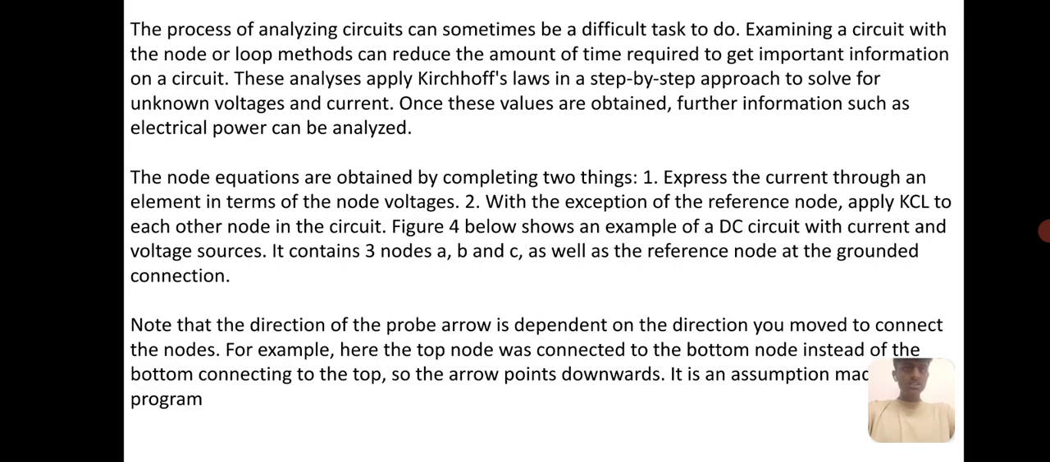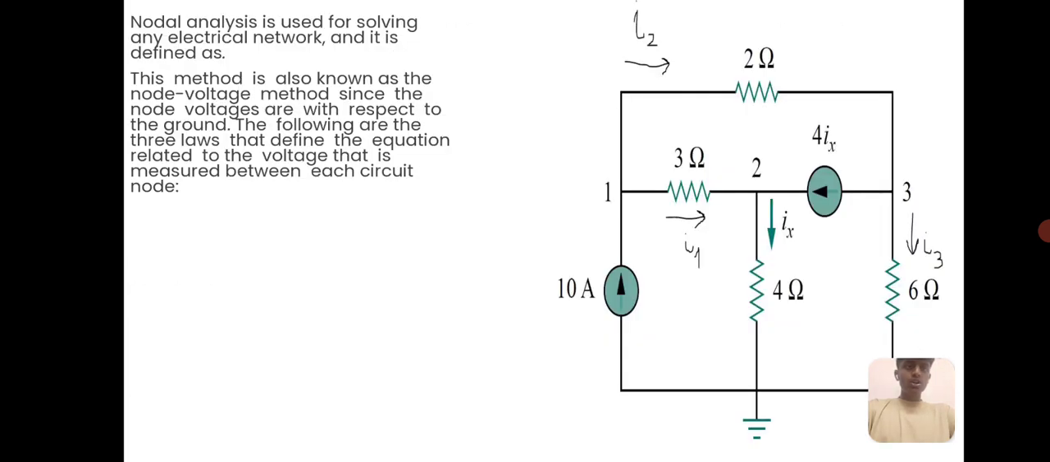It contains voltage sources and three nodes A, B, and C, as well as the reference node, which is grounded. Note that the direction of the arrow is dependent on the direction in which you moved to connect the nodes. For example, here the top node was connected to the bottom node instead of the bottom connecting to the top, so the arrow points downwards. This is a circuit which I have seen in nodal analysis.